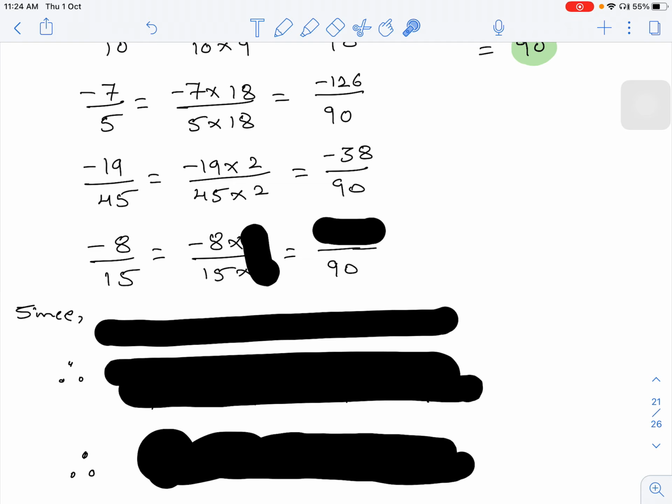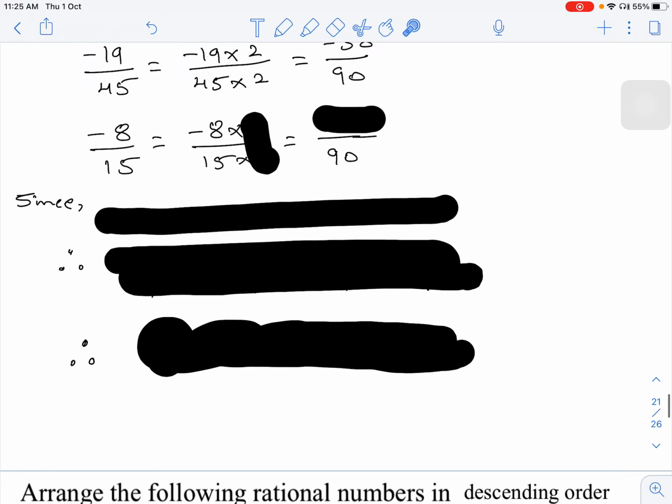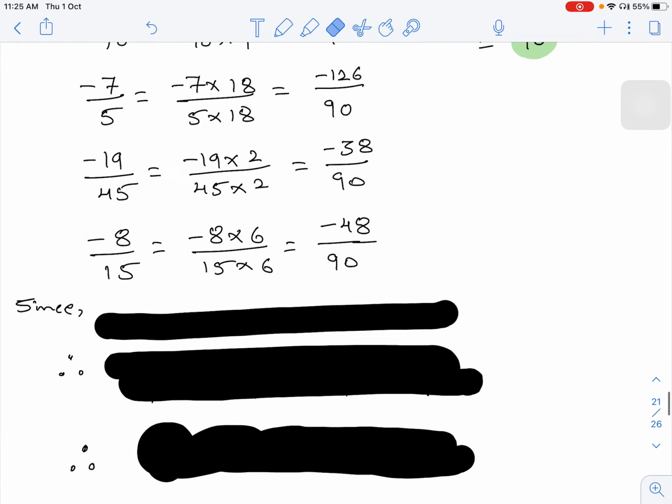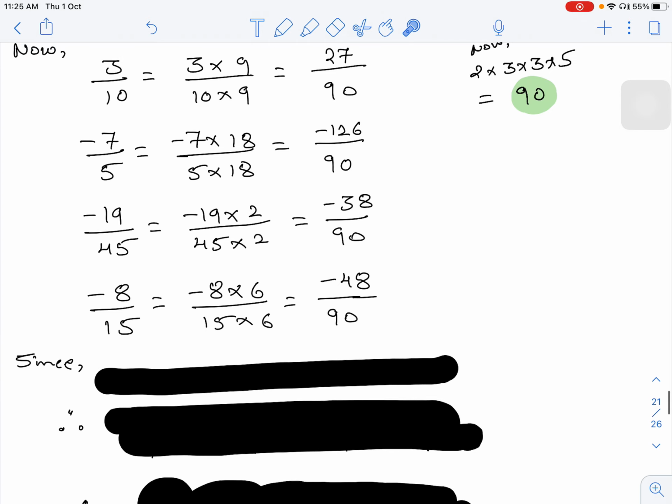The next number, here we have 15. So by what number should it be multiplied? To make it 90, it should be multiplied by 6. The numerator also we will multiply by 6. So now minus into plus will become minus, and 8 sixes are 48. Here we have all the numbers. Our first number is 27 upon 90, minus 126 upon 90, minus 38 upon 90, and minus 48 upon 90.